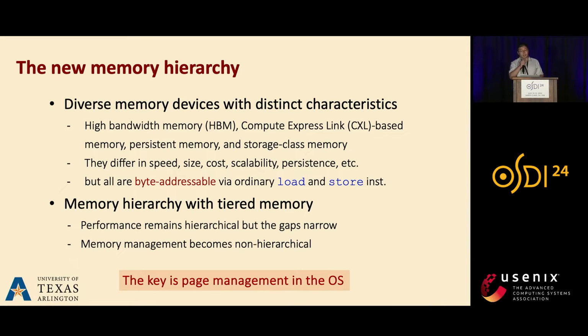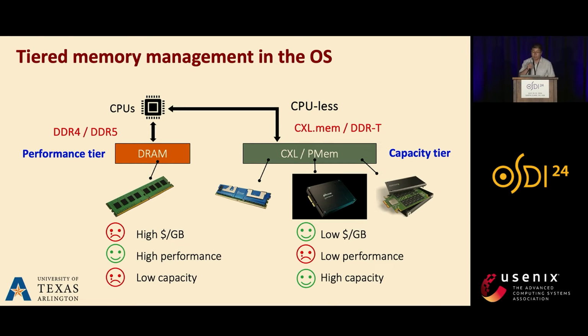Central to managing such a tiered memory system is page management in the operating system. The modern Linux kernel manages new memory devices through numerous interfaces. In a typical configuration with CXL memory or persistent memory, we may have a performance tier with DRAM connected to the CPU through the DDR4 or DDR5 protocol. The performance tier features a high per-gigabyte price, high performance, and limited capacity. And the capacity tier appears as a CPU-less memory node with a lower per-gigabyte price, lower performance, and much higher capacity.